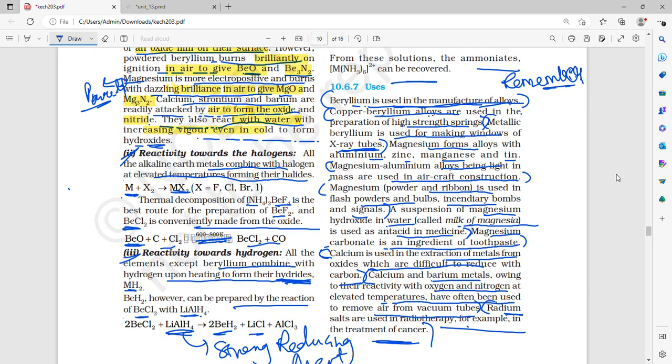So what are the uses? Beryllium is firstly used in the manufacture of alloys. Copper beryllium alloys are used in the preparation of high strength springs. Then metallic beryllium is used for making windows of X-ray tubes.